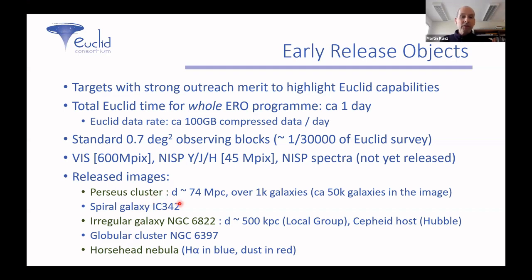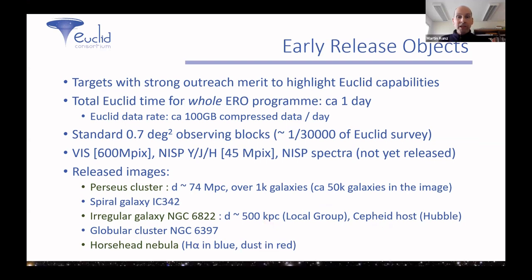So the first one is the Perseus cluster at about 74 megaparsec. The cluster itself has about 1,000 galaxies, but there are an estimated 50,000 galaxies in the image. And then a closer irregular galaxy that is also a Cepheid host. So there are Hubble observations that can be cross-compared. And then the Horsehead Nebula, just because it's so beautiful. Let me actually comment on that when we get there.